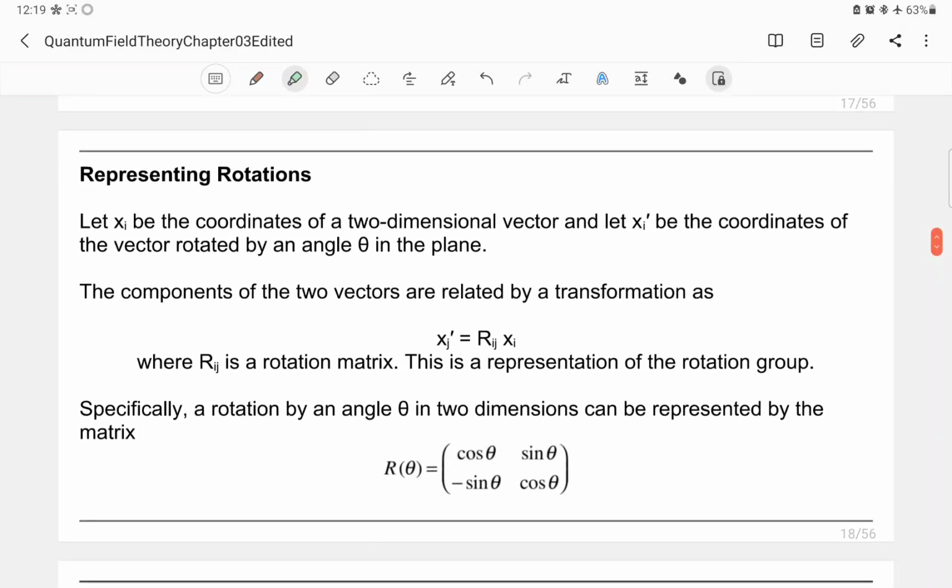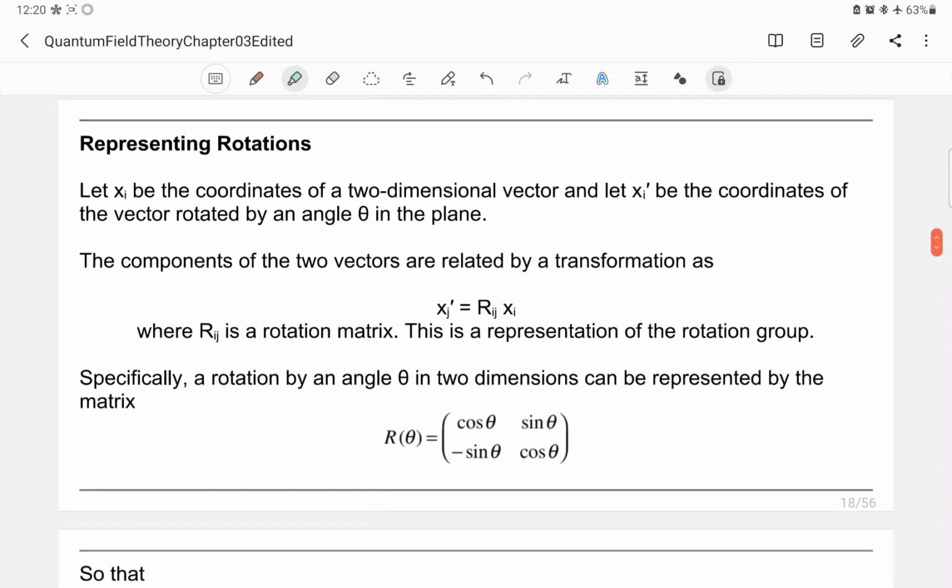So let's now represent rotations. Let xi be the coordinates of a two-dimensional vector, and let xi prime be the coordinates of the vector rotated by an angle theta in the plane. The components of the two vectors are related by the transformation as this one here, where rij are elements of a rotation matrix. And this is now the representation of the rotation group.